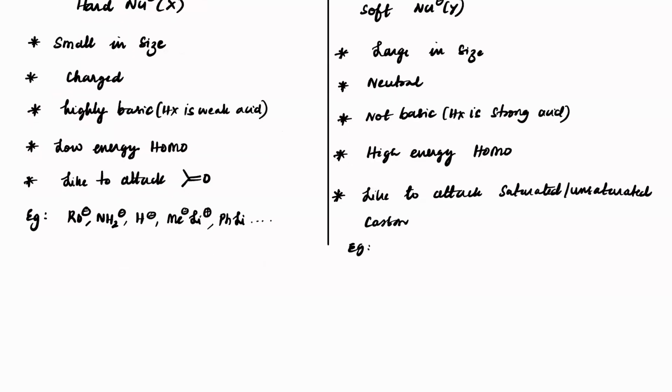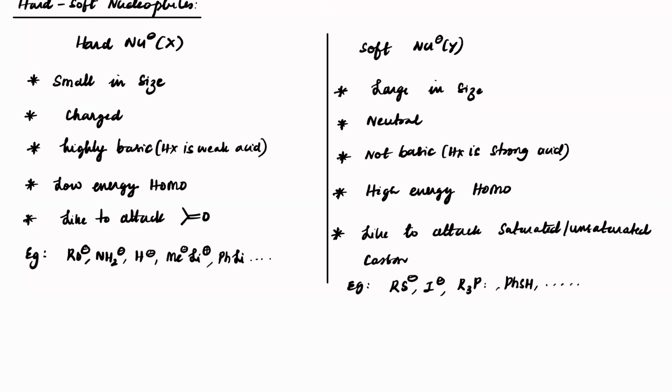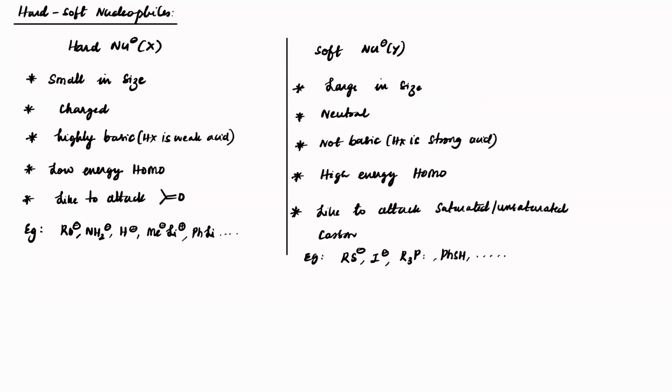Examples: RS minus, I minus, R3P, and PhSH. Sorry, I told you HS. So these are all going to give you more of a soft nucleophilic character. Got it?